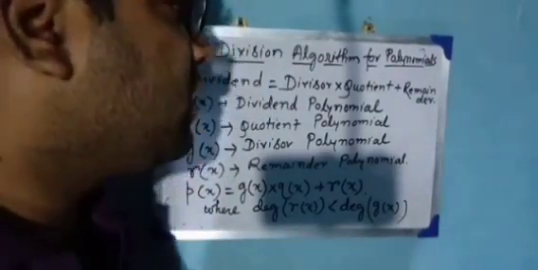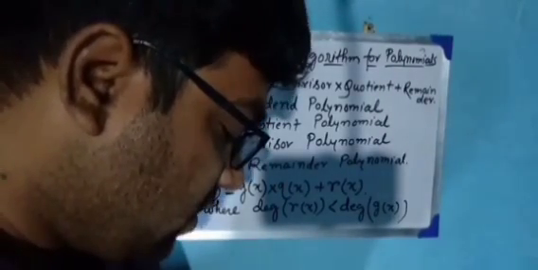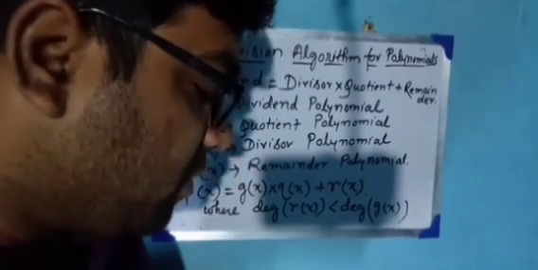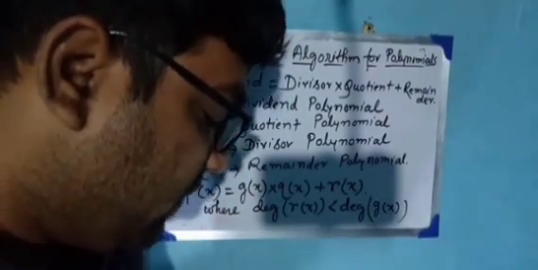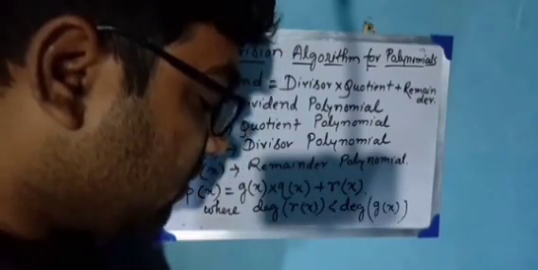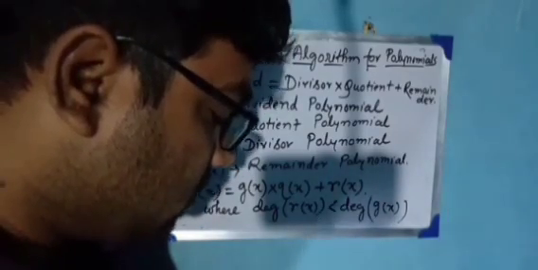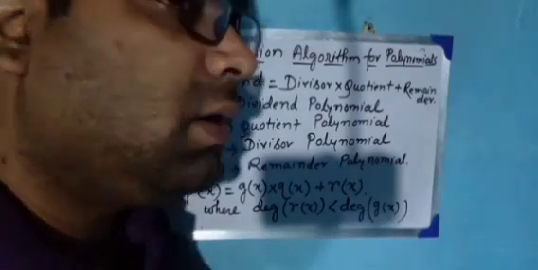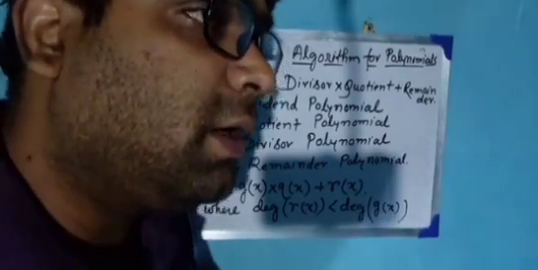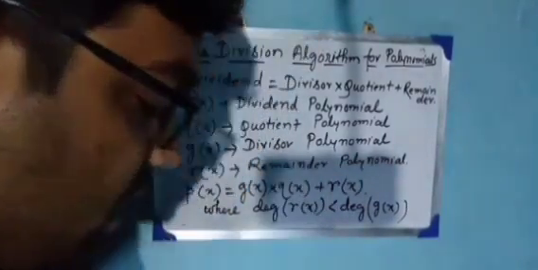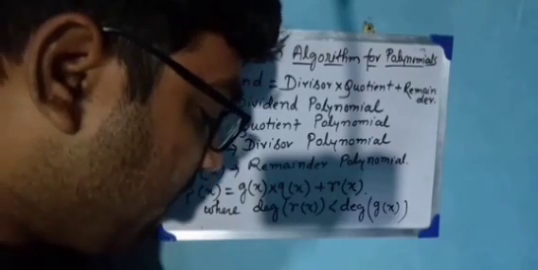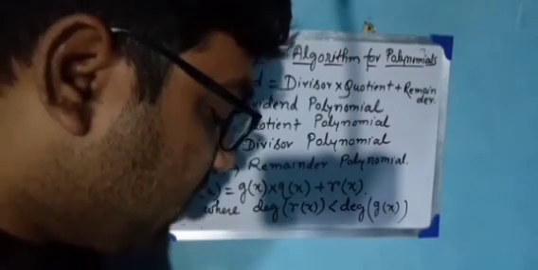Next, here one example is given on page number 79. Verify the division algorithm for the polynomial and find P2. What do you observe? Now here the verification is given, that is, long division was done. Long division you have already learned in class 8. Now here 3x to the power 4 minus 4x cube should be divided by x minus 2.